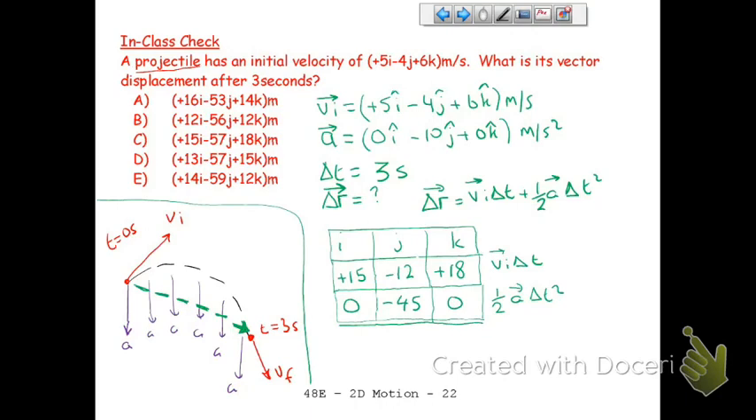And then that gives me, together, delta r. This is operators and addition, so I just add, and I say plus 15, minus 57 and plus 18. So I'd say my delta r is equal to plus 15i minus 57j plus 18k. And that's going to be in meters. And there we have it.